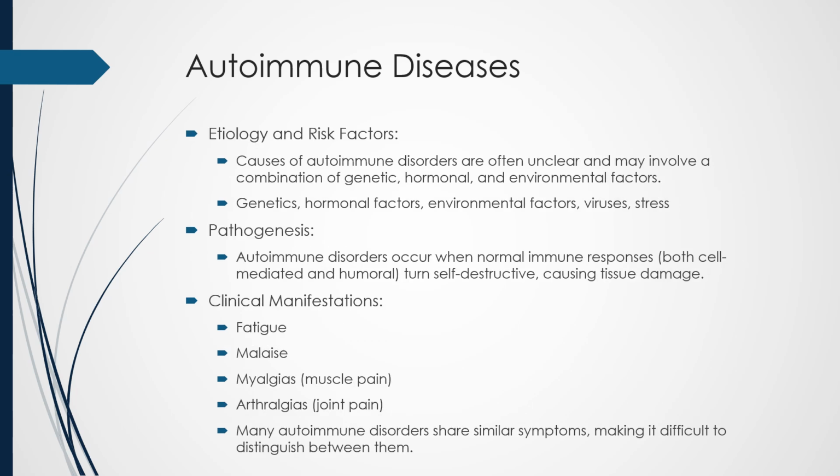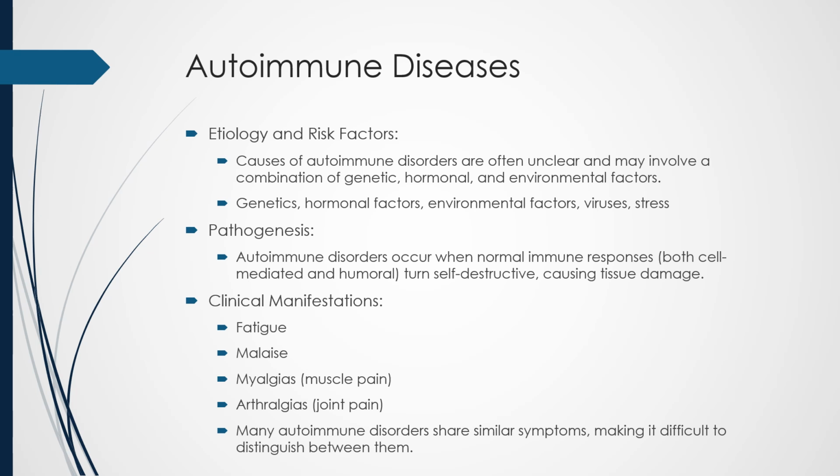Etiologic and risk factors for autoimmune disorders. Acquired diseases. The causes of autoimmune disorders are often unclear and may involve a combination of genetic, hormonal, and environmental factors. Risk factors include genetics. However, no single gene is responsible, but certain gene clusters increase susceptibility.